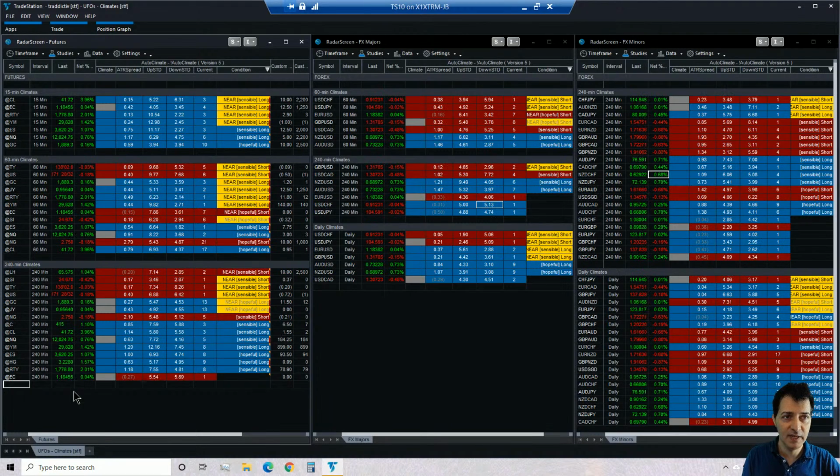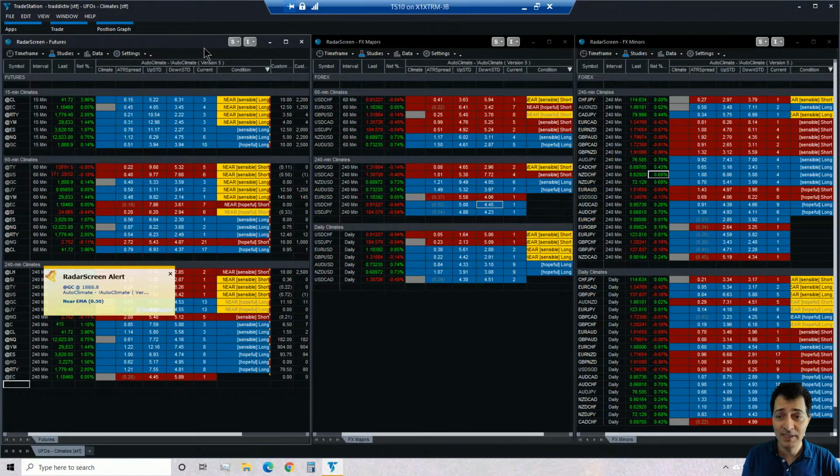To be more specific, and for those of you new to the session, we are utilizing a tool called Radar Screen, which is built into TradeStation. Now, more specifically, we are using AutoClimate, which is the tool that you can see here on the top of this column. AutoClimate is the header, isn't it?